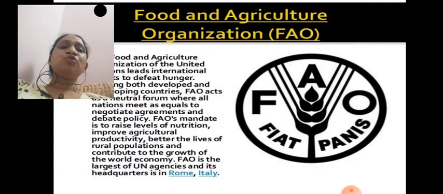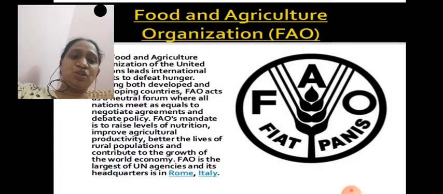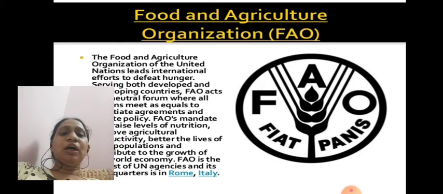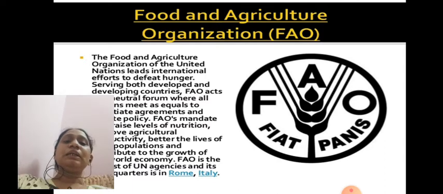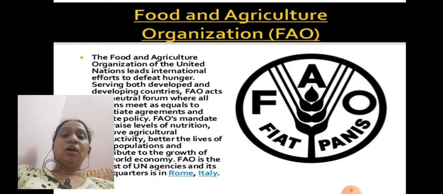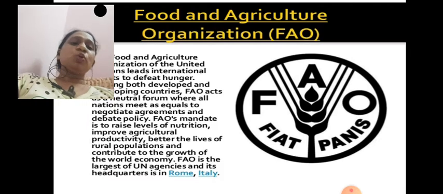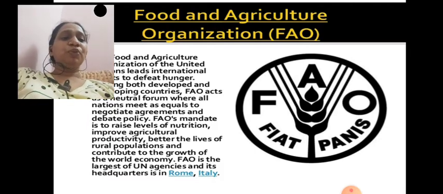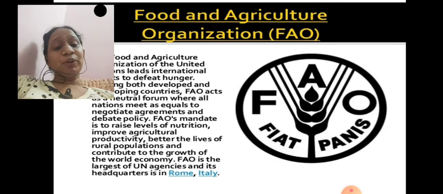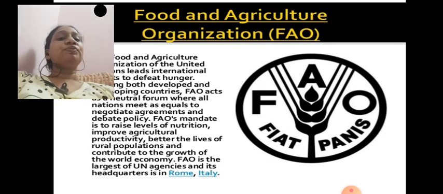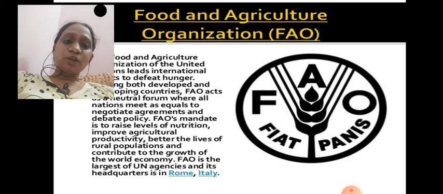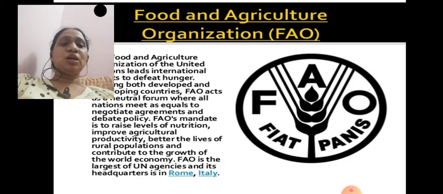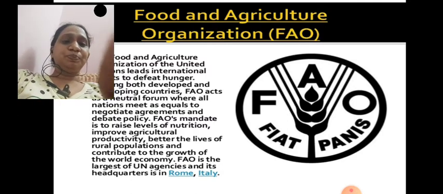Now the next is the Food and Agriculture Organization. The Food and Agriculture Organization of the United Nations leads an international effort to defeat hunger. अब इसको क्यों बनाया गया बच्चों? क्योंकि जब सेकेंड वर्ल्ड वार ओवर हुआ था, सो ऑल द डेवलपिंग एंड द अंडर डेवलपिंग कंट्रीज हैज़ अ मेजर इशू of food. People used to die due to hunger. So to overcome this problem, this organization has been established. From the picture you can see its symbol.